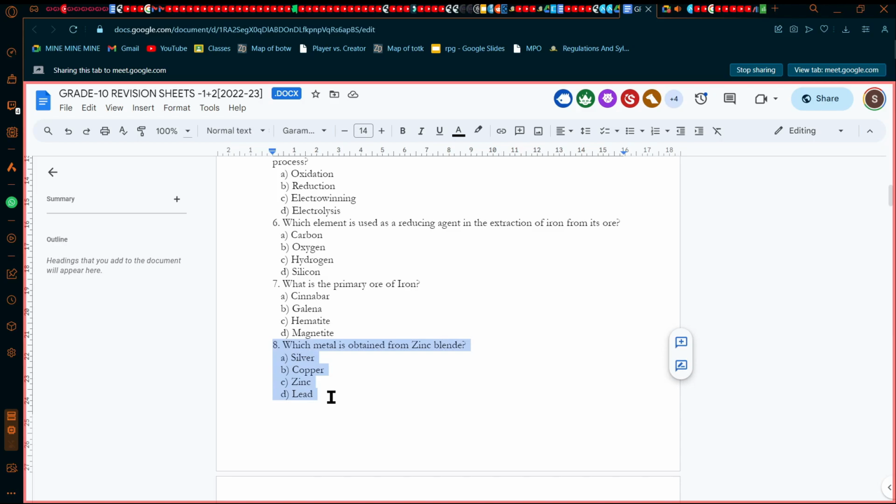Hey yo, solve this one, bro. There. Solve this one. Which metal is obtained from zinc? Oh shit! I got stuck on that one last night, bro. Well, now I'm giving you a second chance. Tell me what it is. Shit. Is it maybe copper?